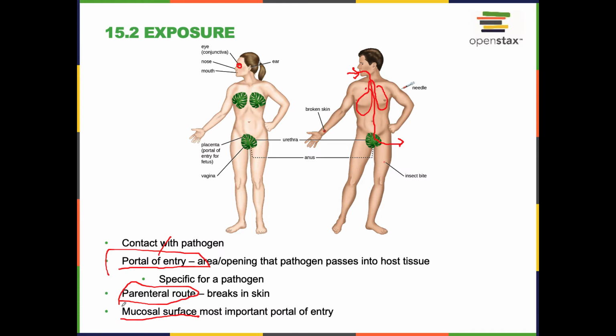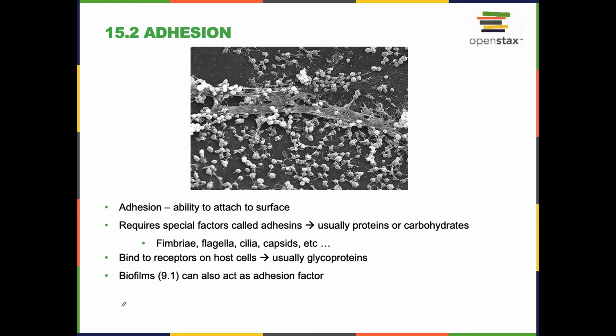All right, once the pathogen has entered, right, now it needs to stick. And adhesion is the ability to attach to a surface, and it uses special factors called adhesins, right? And adhesins are just usually some sort of protein, some sort of carbohydrate, like a glycoprotein, glycolipid, glyco referring to carbohydrate. So many examples of these are things like fimbriae, flagella, cilia, capsids, basically anything on the outside of the cell, right? Not things like membranes, right? Remember, membranes are inside the cell, right?